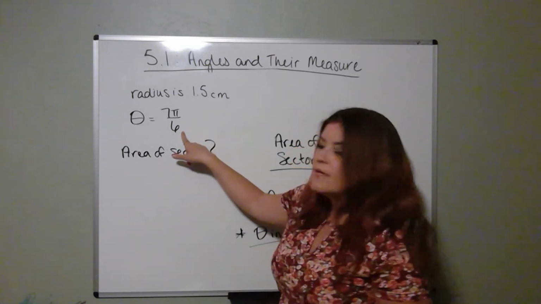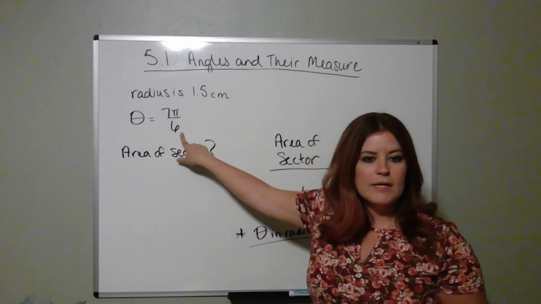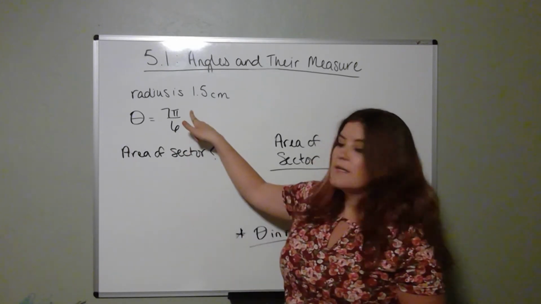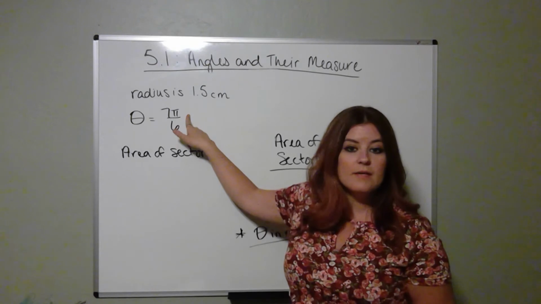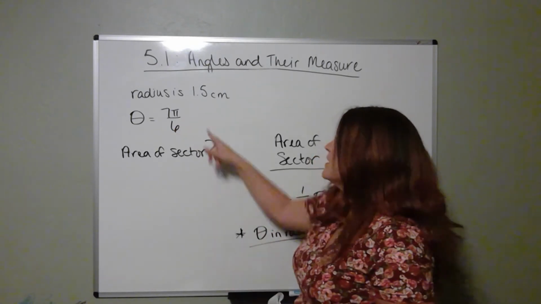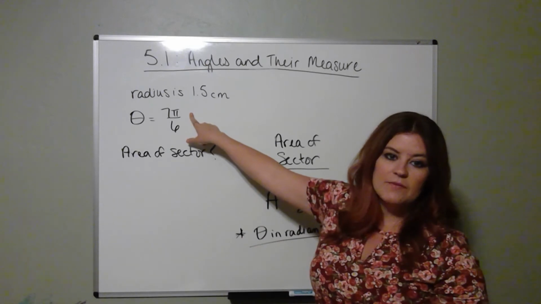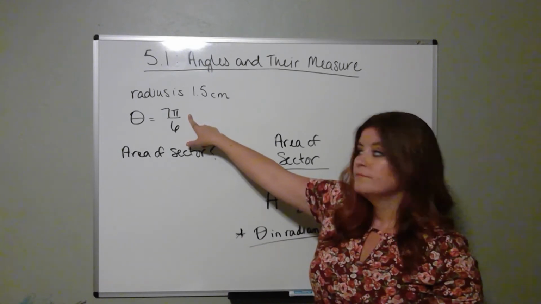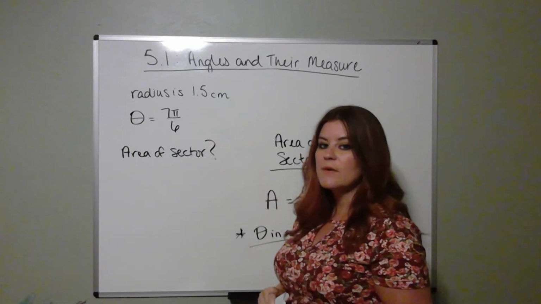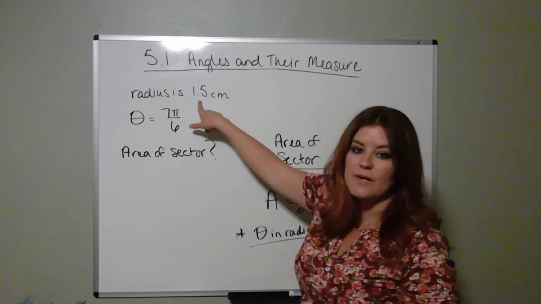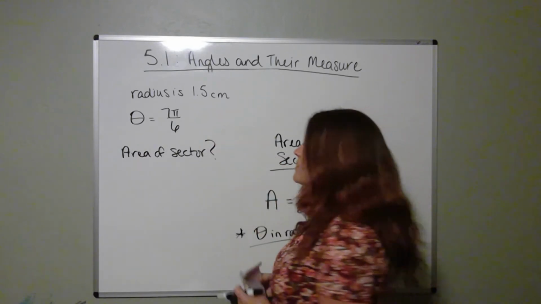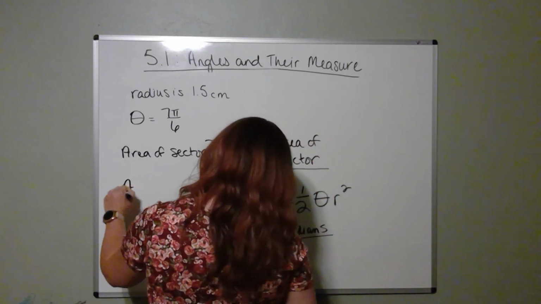I have theta. How can you tell if this is in radians or not? One big clue is that it's in terms of pi. There's a pi in there, so more than likely it's in radians. The other way you can tell is that it doesn't have a degree symbol. If it doesn't have a degree symbol, it has to be radians. So we are already in radians. My radius is right here. It says r is 1.5. I think I can just plug it all into the formula, and that's what I'm going to do.